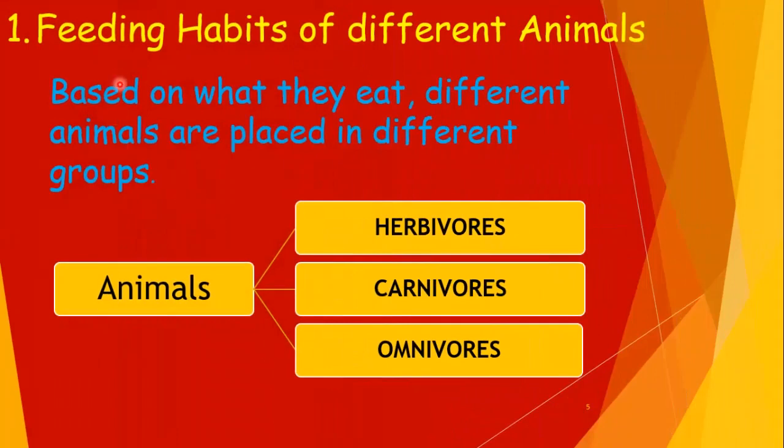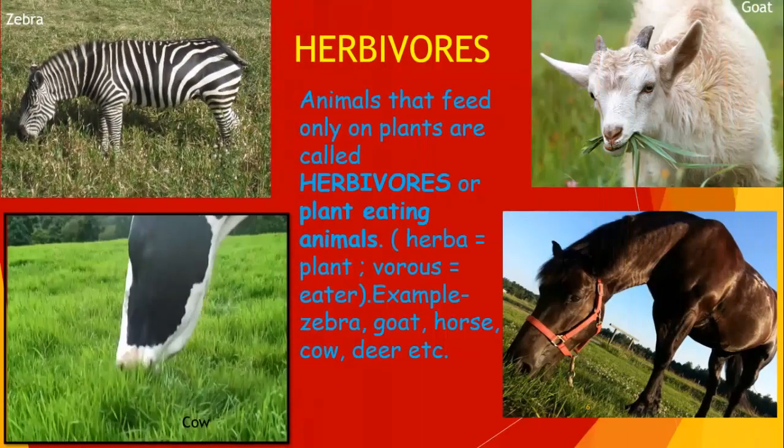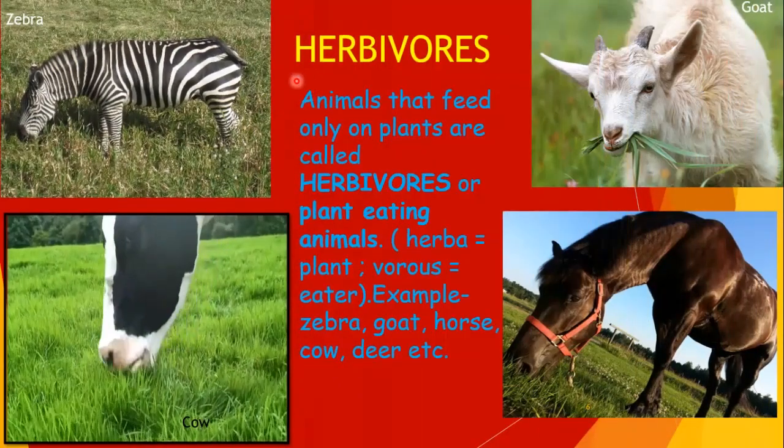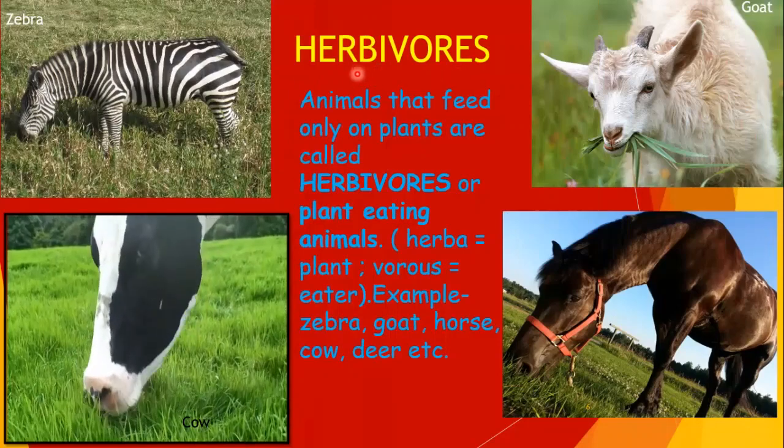Now let us start with the feeding habits of different animals. Based on what they eat, different animals are placed in different groups. Look at the flowchart. Animals have been grouped into three types: herbivores, carnivores and omnivores. Let us discuss these three types in detail.